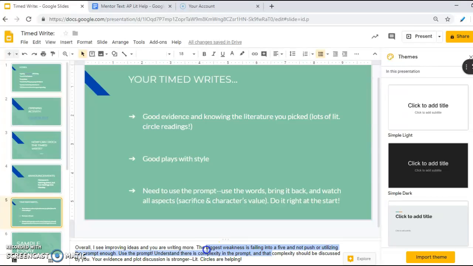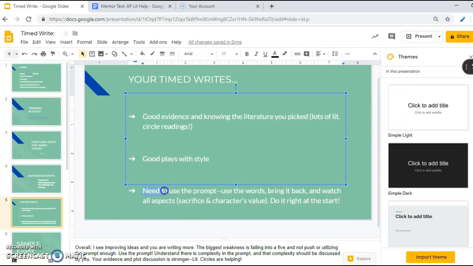But the problem is when you don't answer the prompt, the reader is trying to figure out, is it intentional or do they not get it? And if they don't get it, that's when you get a 4. And so what happens is you need to use the prompt and you need to use the words in the prompt. So you should be using the words sacrifice and values multiple times. You need to keep bringing it back to the prompt.